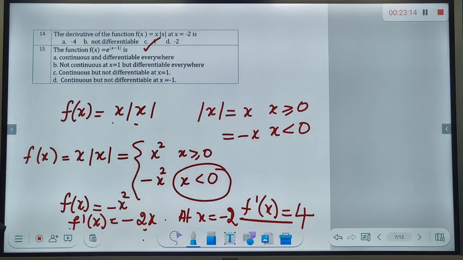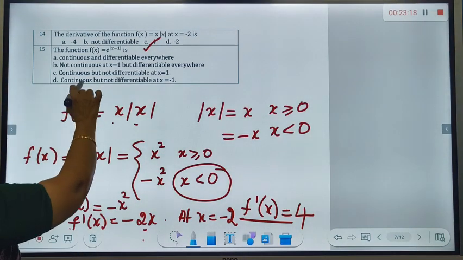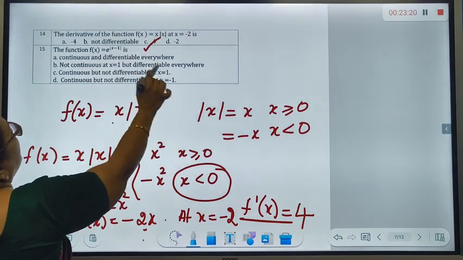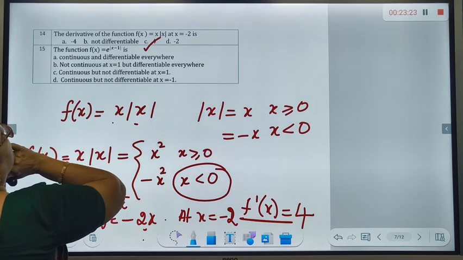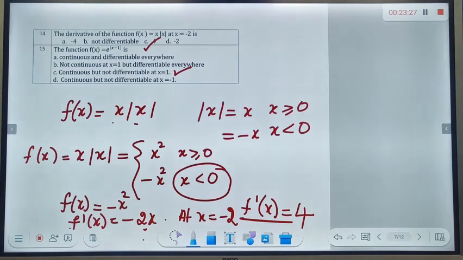However, we know that the exponential function is a continuous function. So this is continuous but not differentiable at x equal to 1. So in your mind, you should recall the graph of e power x. e power x is always positive, so it will be there only with respect to the positive y-axis, and it is an increasing function.